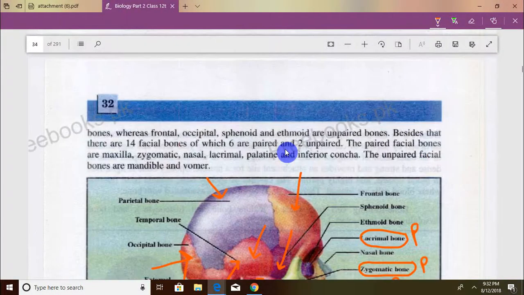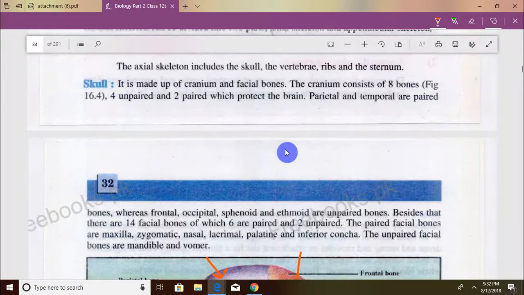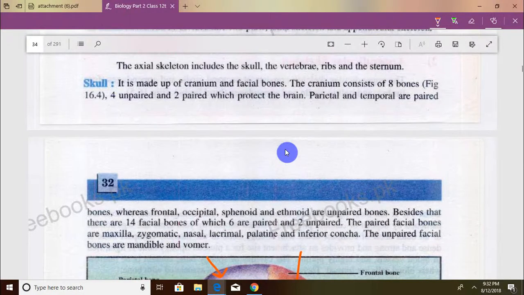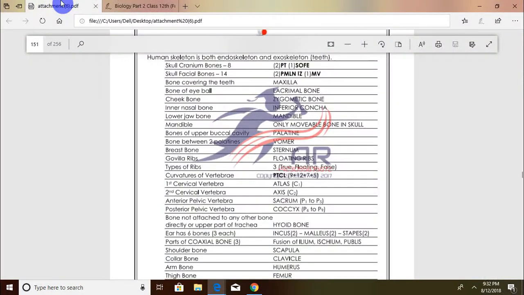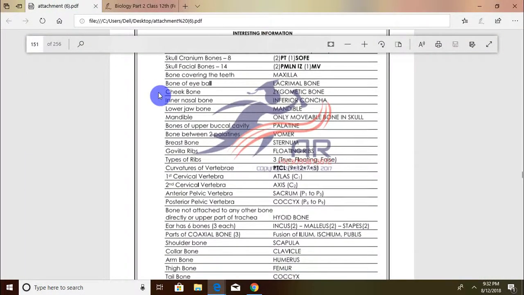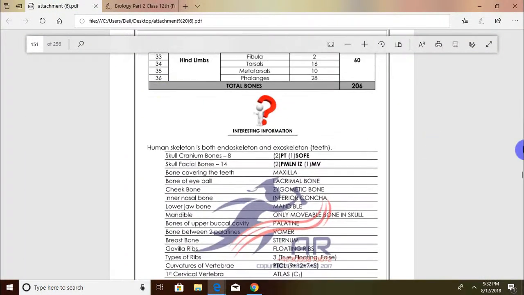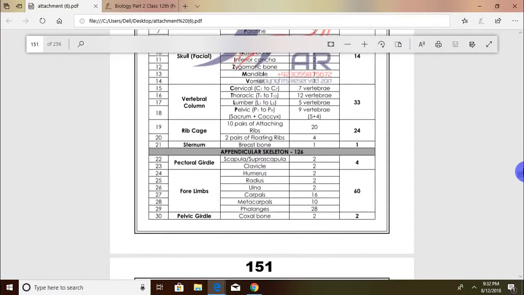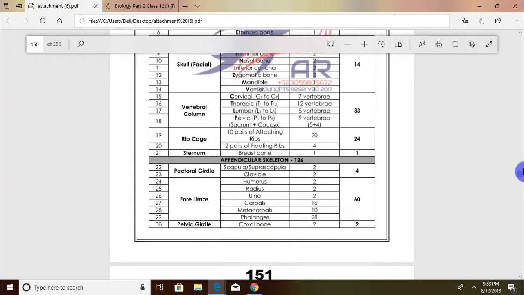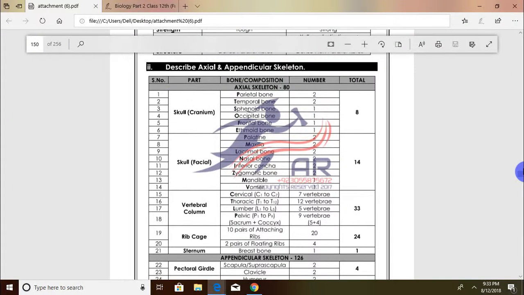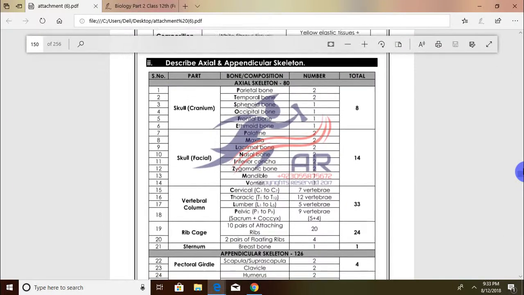Let's see, we have done all of that. Now we have talked about the skull, which includes the cranium and the facial bones. Let's talk about the vertebra. And the vertebral column is made up of 33 vertebrae, and they are divided into 4 regions according to the part of the body they are present in.